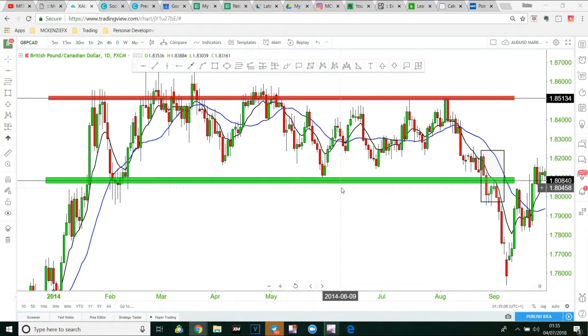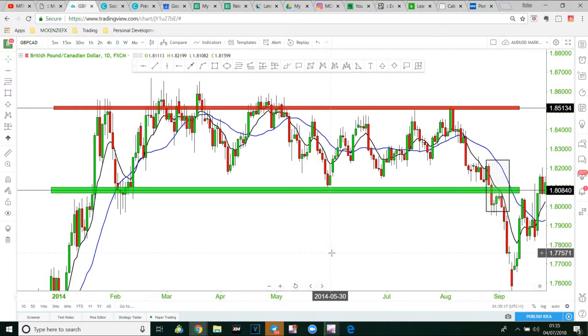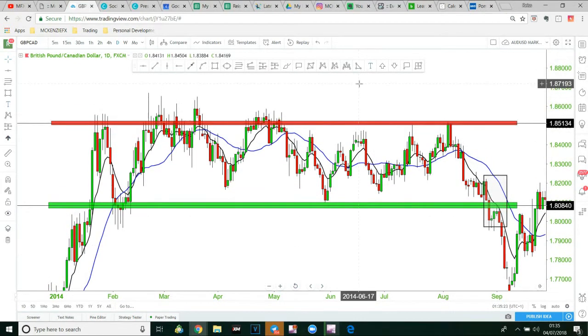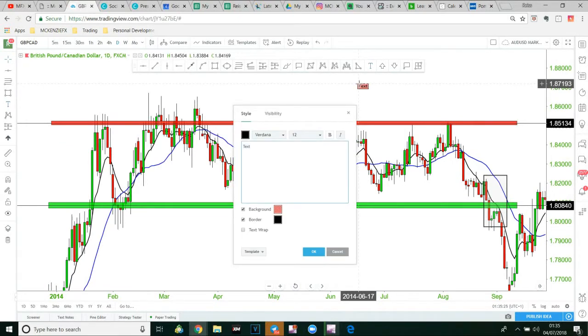Today we're going to be going over something basic, but really important, which is support and resistance. But I don't want to just call it that. I want to call it something, let me write it down for you. It's called PRZ, which stands for Price Reversal Zone.